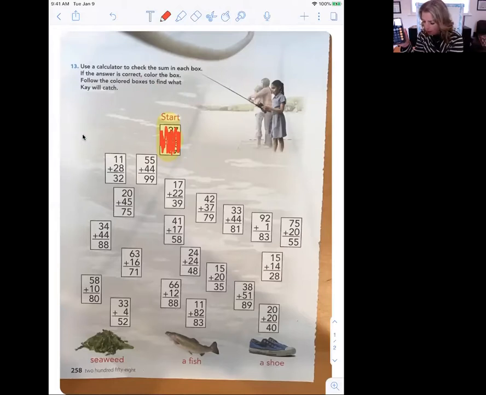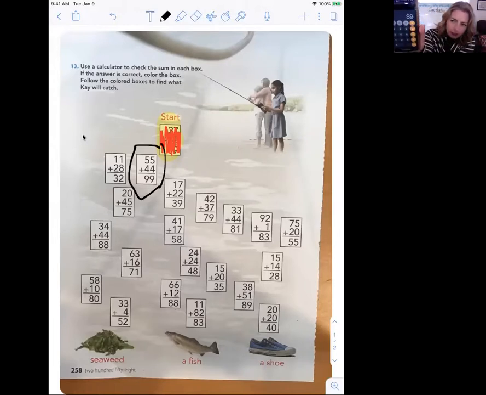How about, let's move to this one right here. I'm just going to circle which one we're going to do. Okay, so what problem do I put in my calculator? Oh, what do I have to do first? Right, I have to clear that out. Now I'm back at 0. What do I put in my calculator? 55 plus 99 equals 100.